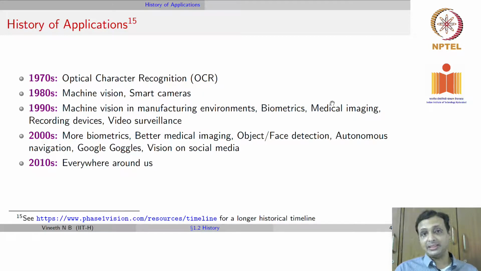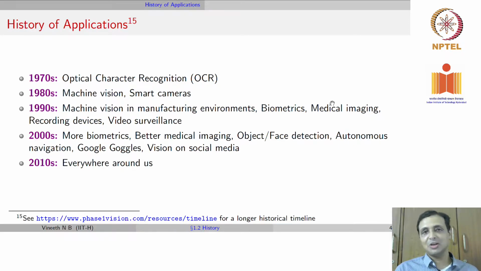In the 1990s, slowly the applications of vision started growing. Machine vision in manufacturing environments continued to grow. Biometrics, or recognizing people from images, could be from gait, could be from face, could be from iris, could be from gestures. All of that started growing. Medical imaging started becoming important. Recording devices, video surveillance, all of them started growing in the 90s.